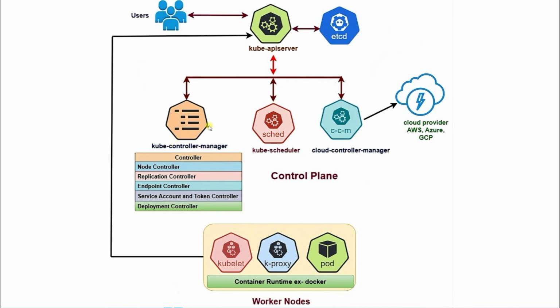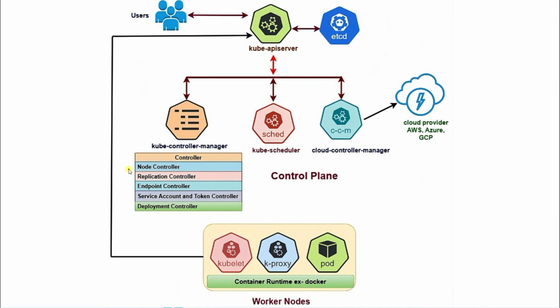Now let's understand another component, which is this one, the Kube controller manager. It runs controller processes. What are the roles of controllers? Controllers regulate the state of the cluster while continuously monitoring its current state and making changes to move it towards the desired state. So the job of the Kube controller manager is to monitor the current state and make changes to reach the desired state. There are many controllers which run behind this Kube controller manager.